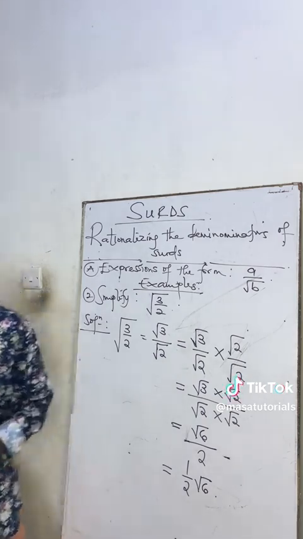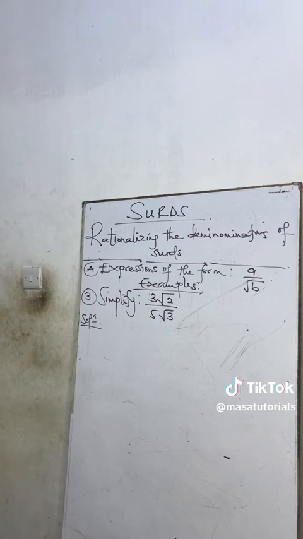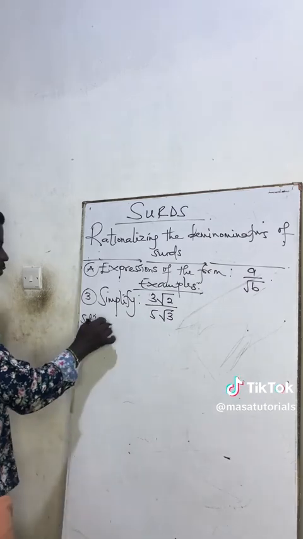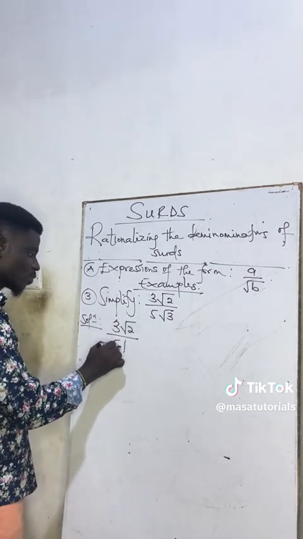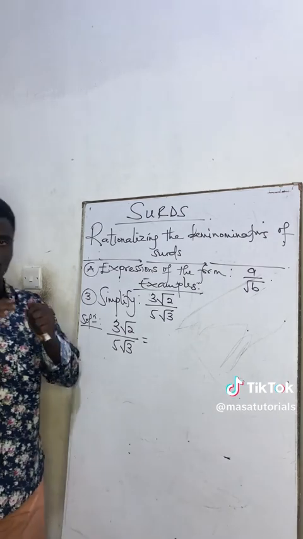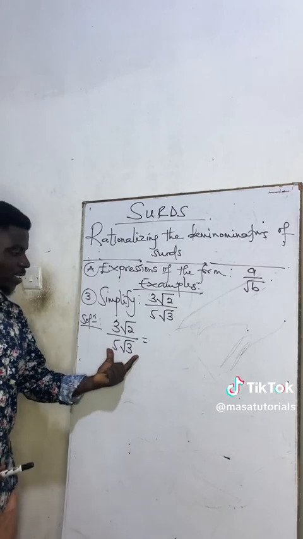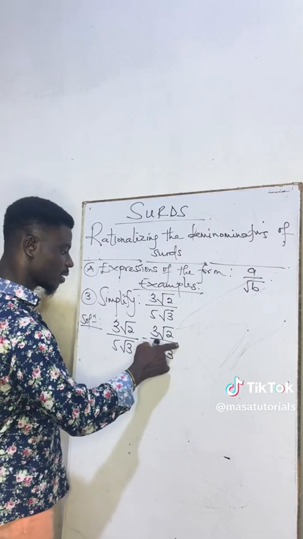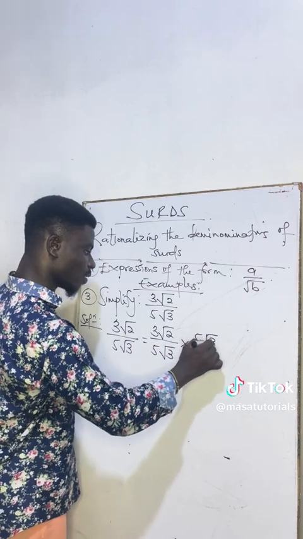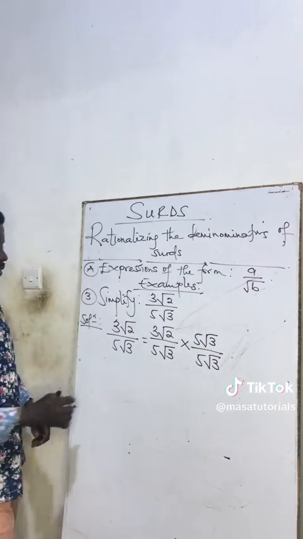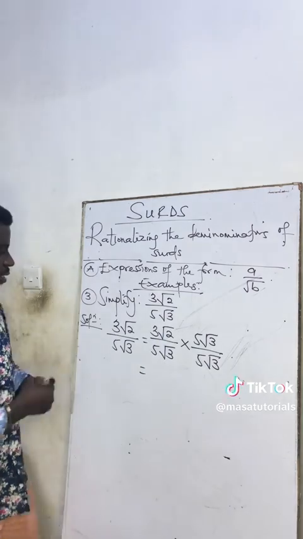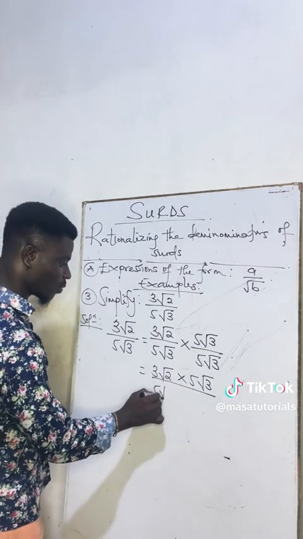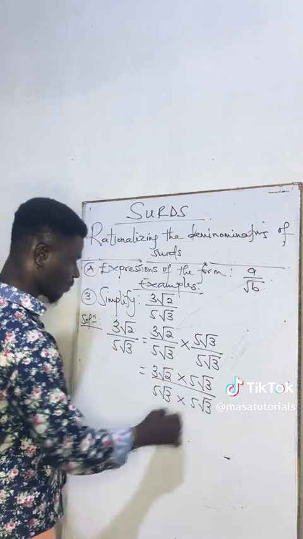Let's see the third example. Simplify 3 square root of 2 all over 5 square root of 3. Now, we are rationalizing the denominator of a surd. So we take the denominator, 5 square root of 3, and use it to multiply the numerator and the denominator itself. So here, 5 square root of 3 over 5 square root of 3. Now it becomes multiplication of fractions. So we multiply 3 square root of 2 times 5 square root of 3, all over 5 square root of 3 times 5 square root of 3. Now we go.